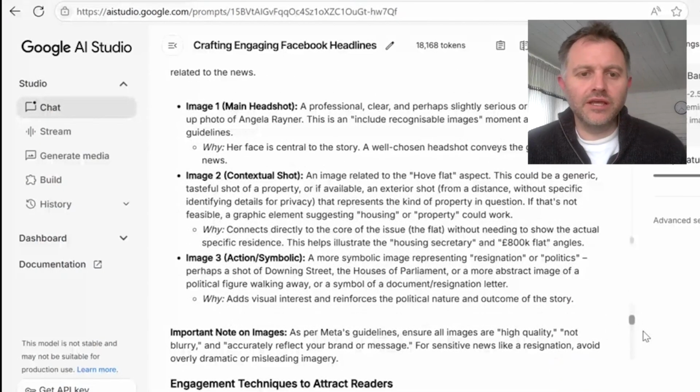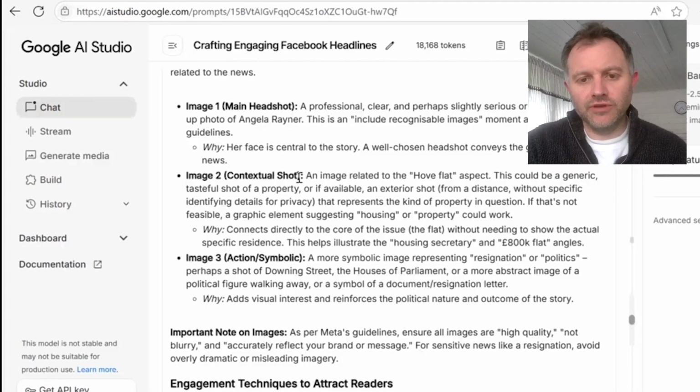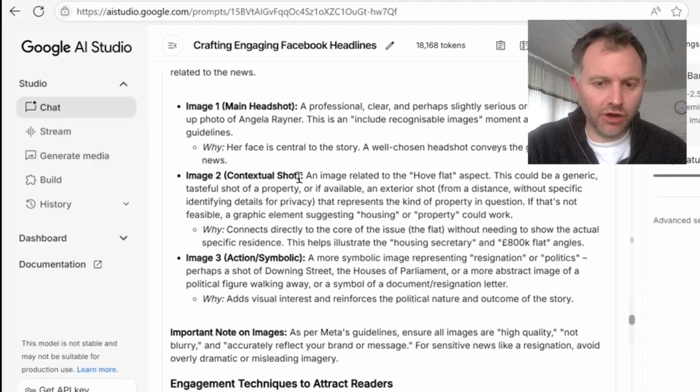It's suggesting for images that you'd want a main headshot of Angela Rayner, or a contextualized shot. So basically, a shot of her plus the flat, if you've got an image of the flat in Hove, and that might then link her to the flat in terms of the story, or potentially an image representing her resignation, or politics, a shot of Downing Street or the House of Parliament.